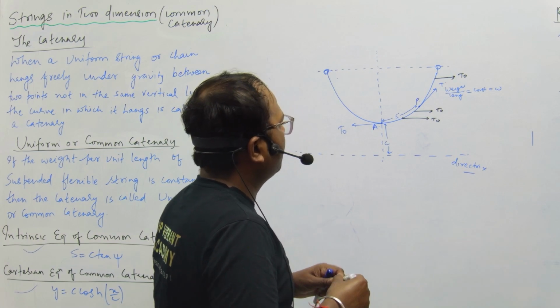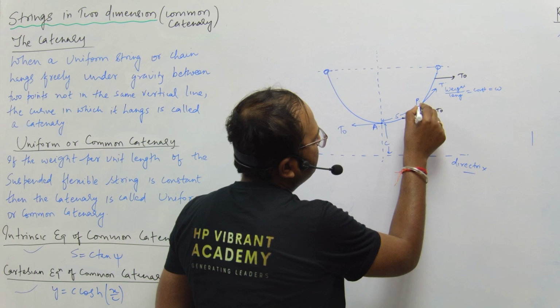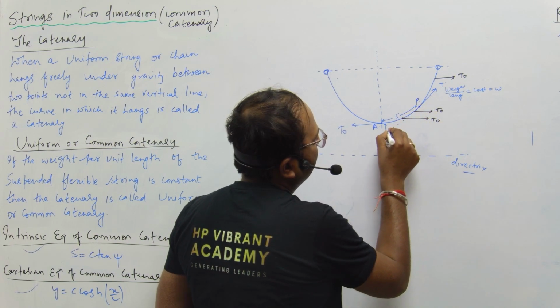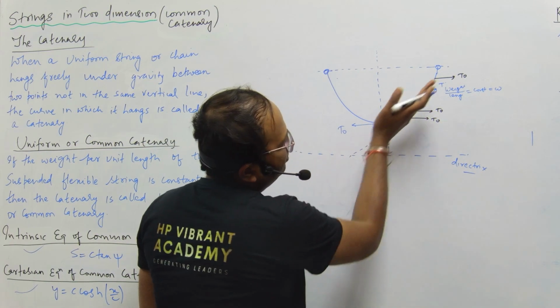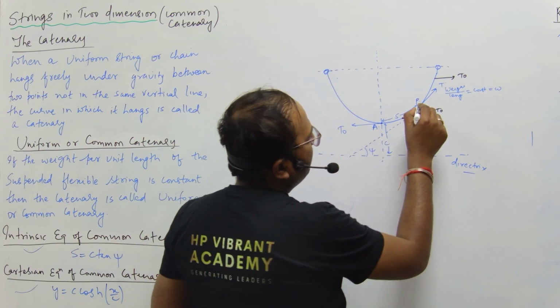Now let us extend the direction of the tension. The angle that the direction of the tension makes with the directrix is psi. So this angle will be psi.